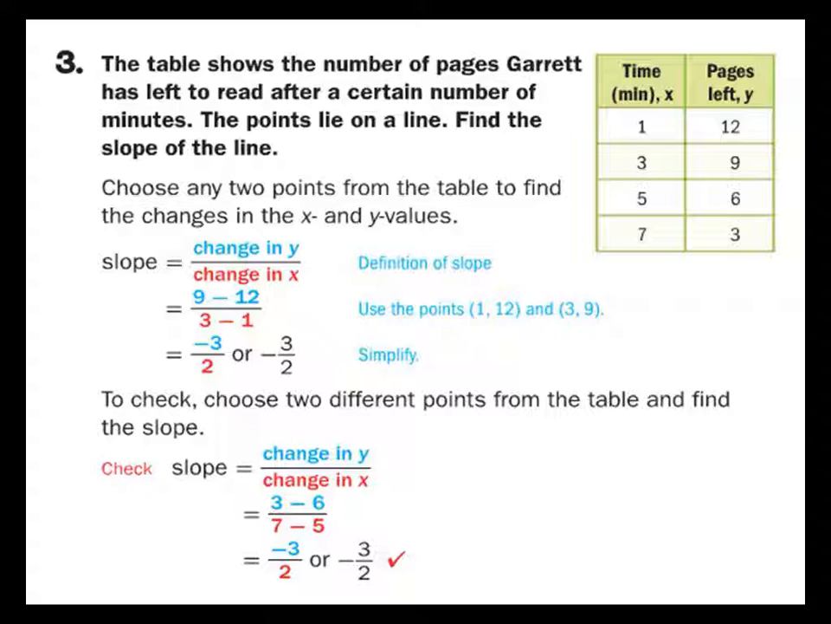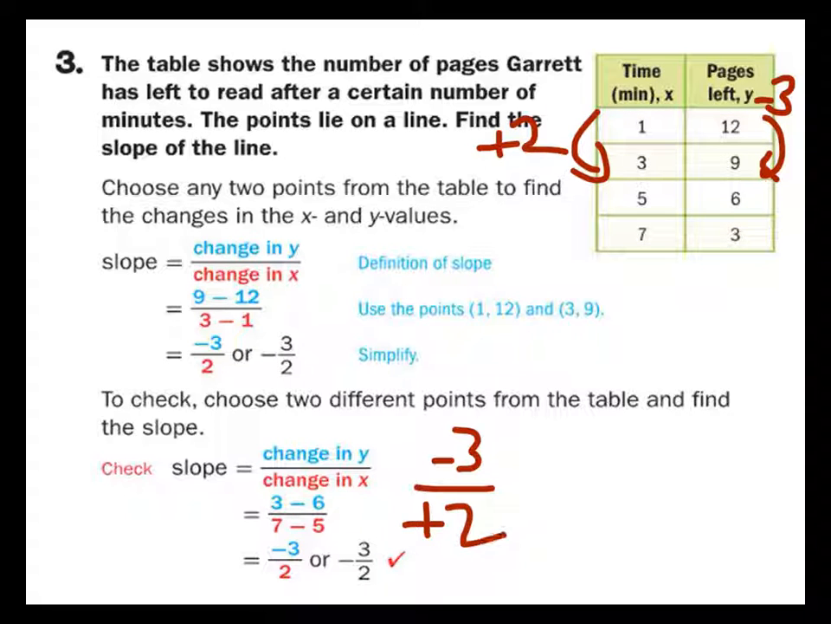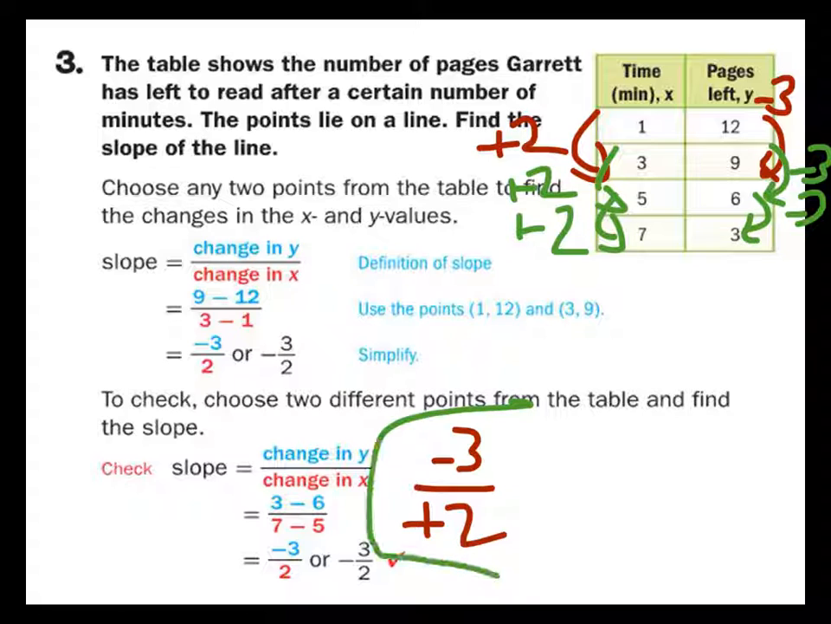We're going to do this one the same way we did the other ones with the tables, okay? So look at this. We got change in y, which is on the right. This went down 3. So my change in y is down 3 over the change in x, which is up 2. Let's look at the next set. From 9 to 6, it went down 3 again. This went up 2, bam. Same idea here, down 3, up 2. This is my answer.